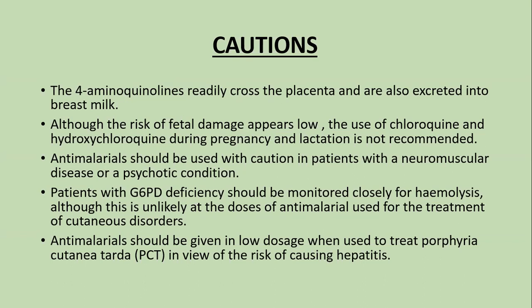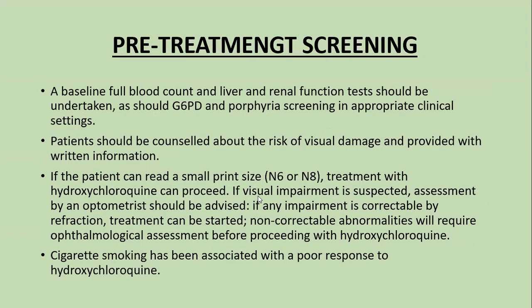Patients with G6PD deficiency should be monitored closely for hemolysis, although this is unlikely at doses of antimalarials used in treatment of cutaneous disorders. Antimalarials should be given in low dose when treating porphyria cutanea tarda in view of risk of hepatitis. Then pre-treatment screening. Full blood count, liver and renal functions should be undertaken, as well as G6PD level and porphyrin screening.